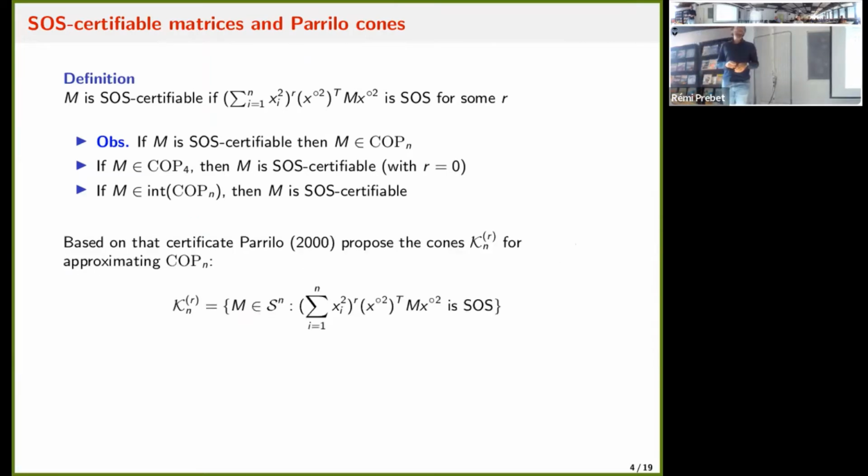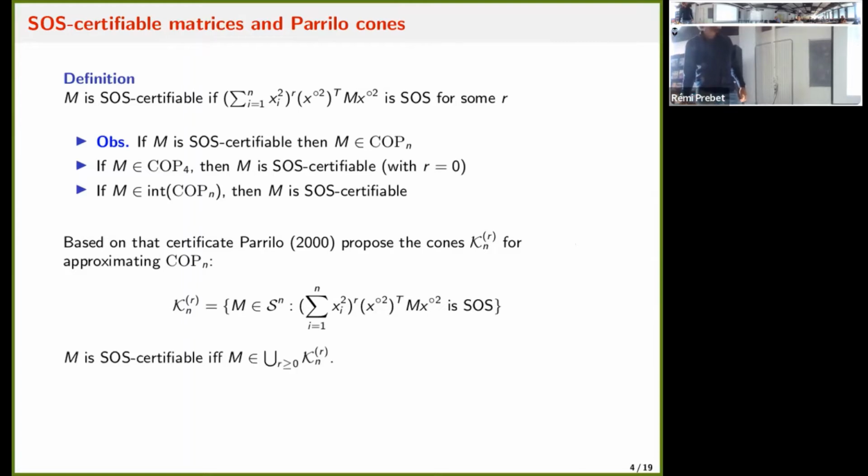And based on that certificate, Parrilo proposed the cones K_n^r for approximating the copositive cone. The cone K_n^r is the set of symmetric matrices that are SOS certifiable with power r. So it's a hierarchy for SOS certifiable polynomials. In other words, M is SOS certifiable if and only if M belongs to some of the Parrilo cones, or to the union of the Parrilo cones.